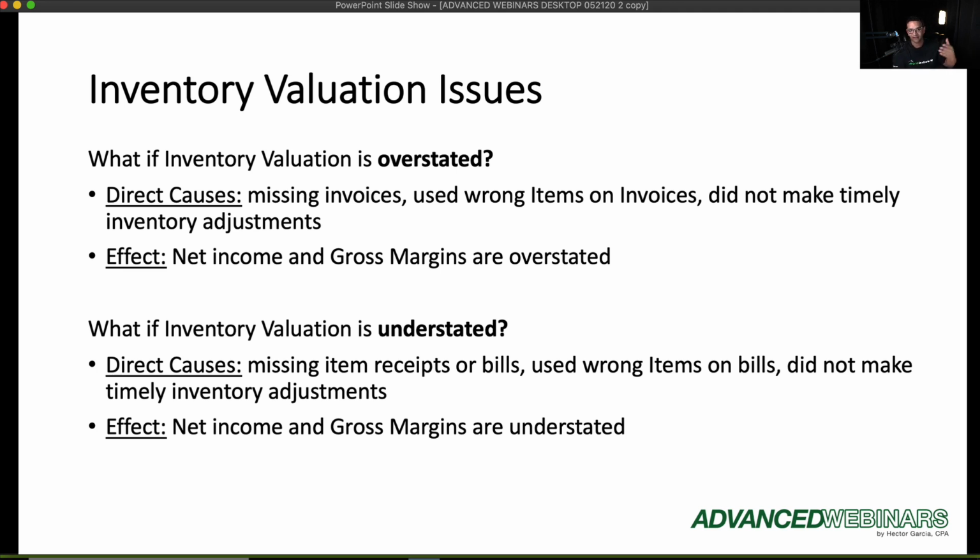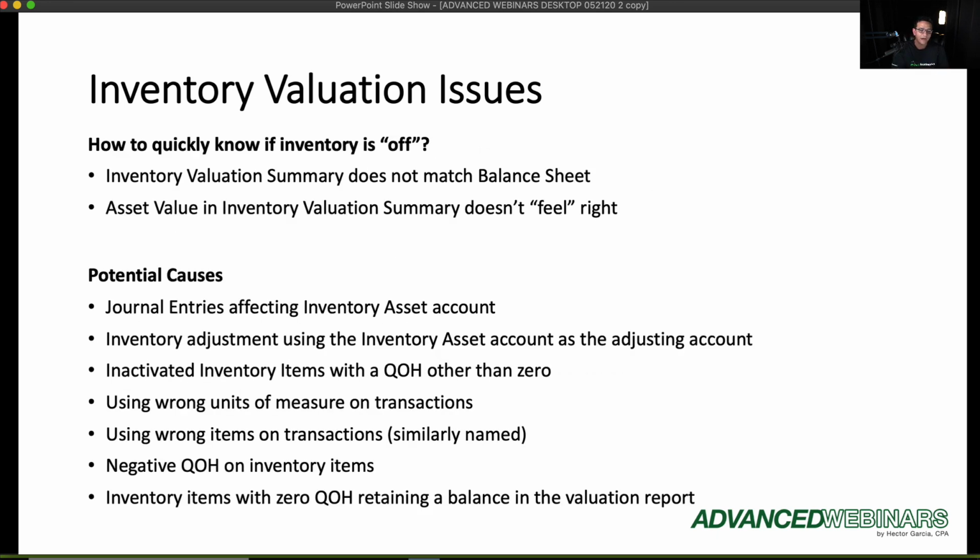Also, if you're looking to get financing or bring investors in or get a loan or whatever, and they're looking at your inventory value and they're looking at your net profit, if you're understating your inventory and your net income, that can have some negative effects for that. Now, how do you quickly know that your inventory is off? Well, the easiest way to know is you look at your inventory valuation summary, you look at your balance sheet. If they don't agree, you know for a fact something's wrong, period.